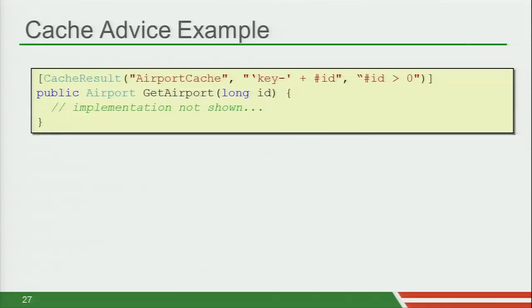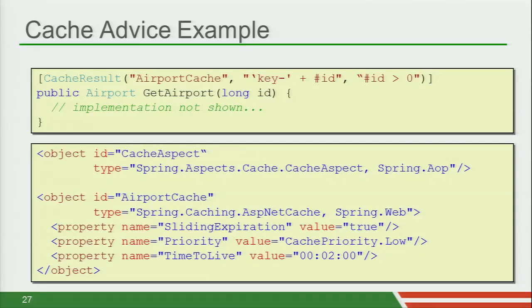When we actually use this, we define ourselves a cache aspect, and you'll notice that it's using spring.aspects.cache.cacheaspect that's in our spring.aop assembly. So this is advice that we are actually providing out of the box. And then in the configuration for the airport cache, we say what kind of cache it is. In this particular case, we're just using the ASP.NET cache.